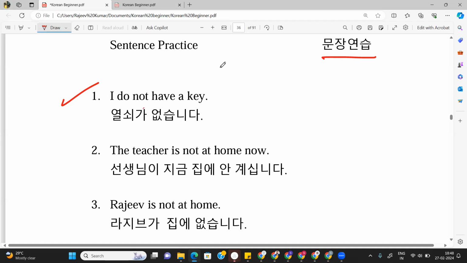Okay. Yol soy. Where? Like this. Try if you want. Sway. Yol swega. Correct. Next, this one. Yol swega Opsamnida. Second. The teacher is not at home now.